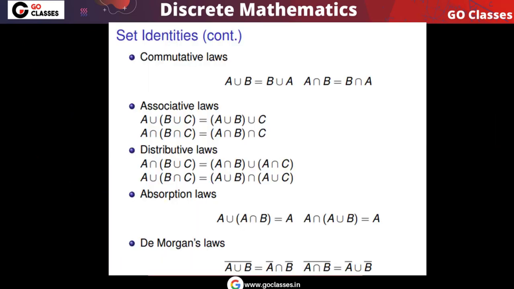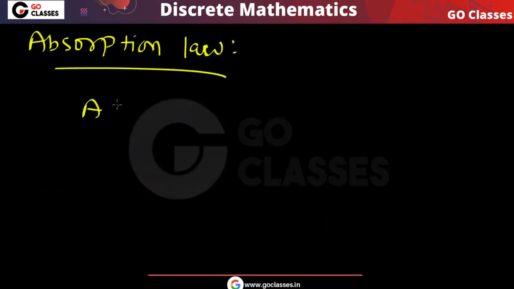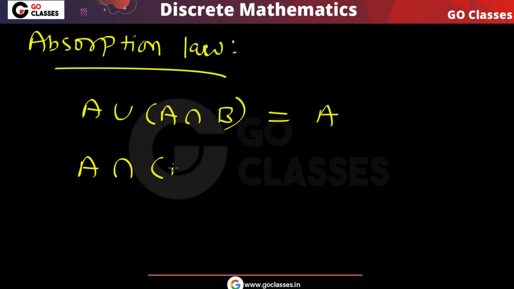The next property is the absorption law. What is this absorption law? Basically this is saying that A union (A intersection B) is A. So A union (A intersection B) is simply A. Similarly, A intersection (A union B) is also simply A. So these are very useful. Many times these will be very useful, and the proof is very simple.